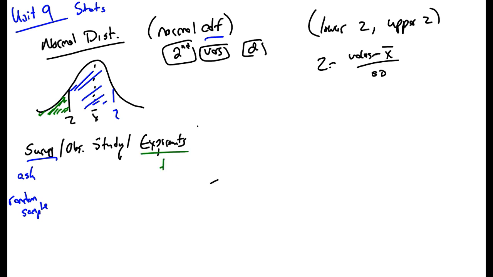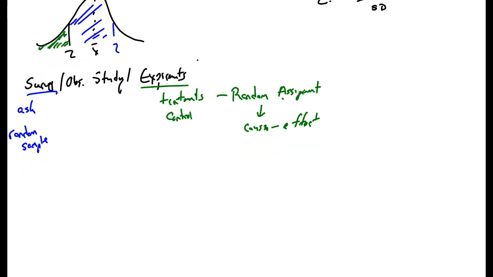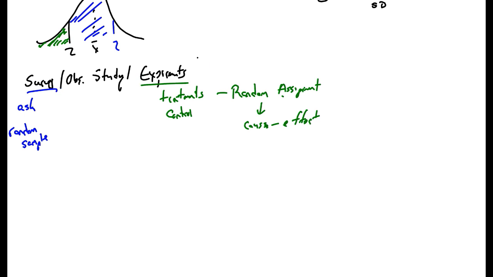An experiment, you're applying treatments randomly by random assignment. You randomly assign people to the treatments, and you should have some control group to compare your results to. And once you have random assignment, you can establish cause and effect between your variables. So you need to know the difference between surveys, observational studies, and experiments, because from a survey or an experiment, we're going to make inferences.